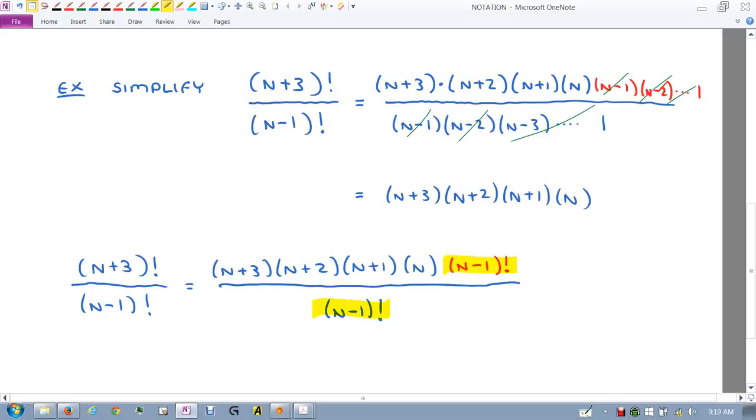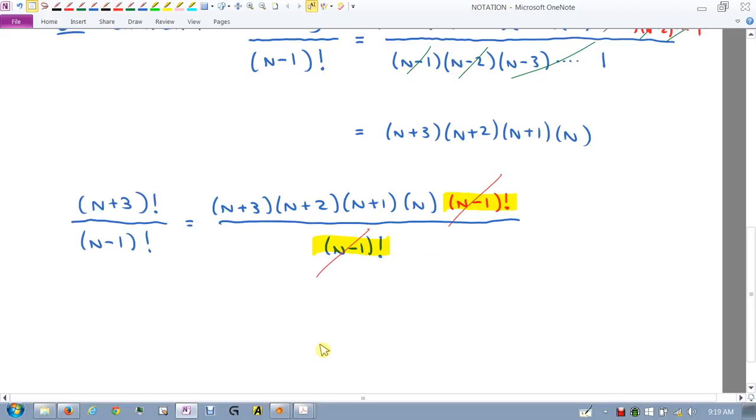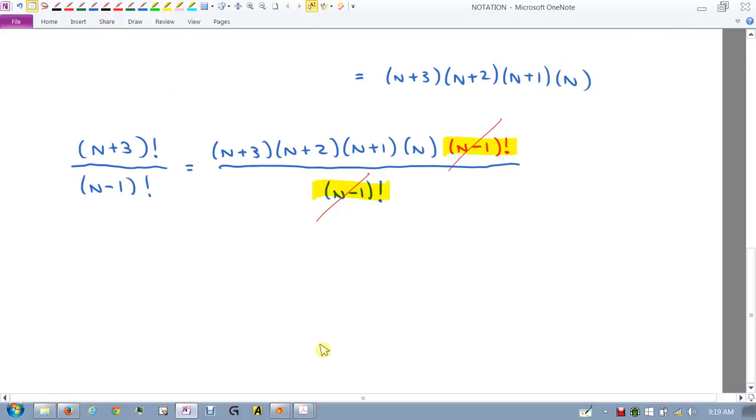You want to see it as you're trying to get one of the factorials to peel off all the factors until they match and then cancel them out. Cancel, cancel, and then that's the same answer. Here's another example.